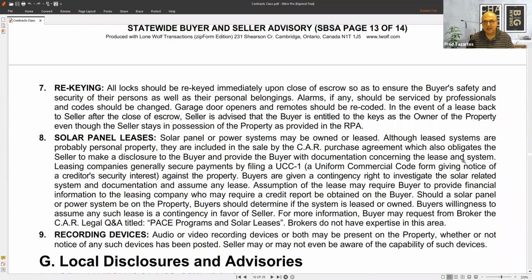Normal things, rekeying. When you become the owner, you should rekey everything. We have no idea where those keys are, who the previous seller is giving keys to, how many people have those keys. Rekey everything. Change your garage door opener remotes, should be recoded. Anything that other people have had can now be used to get into your property. Make sure you take the proper precautions.